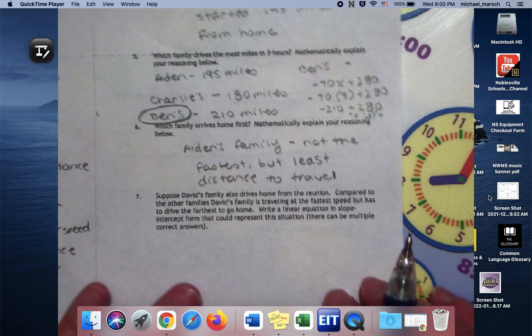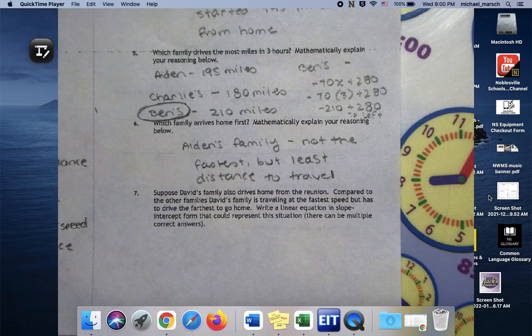Okay, suppose David's family also drives home from the reunion. Compared to the other families, David's family is traveling at the fastest speed, but has to drive the furthest to go home. Write a linear equation. So this is like the example where we had to figure out, oh gosh, what was it? I don't have it in front of me. It had to be more than 200 and less than 10. Oh, for the hats, for the shipping and for how much per hat, right? You guys did a great job.